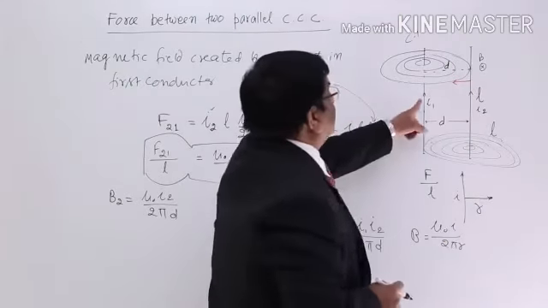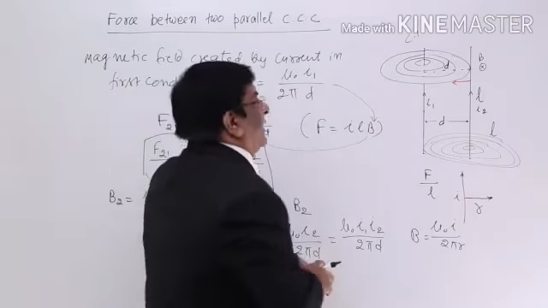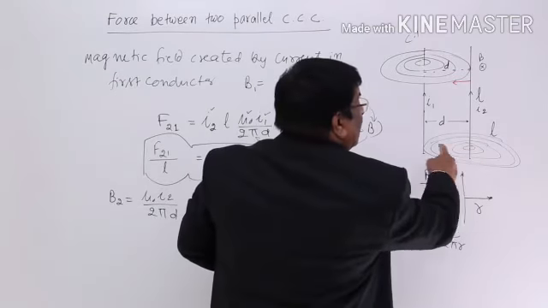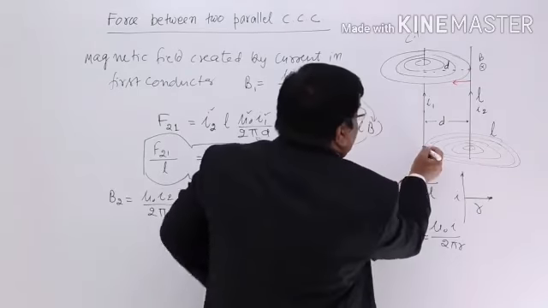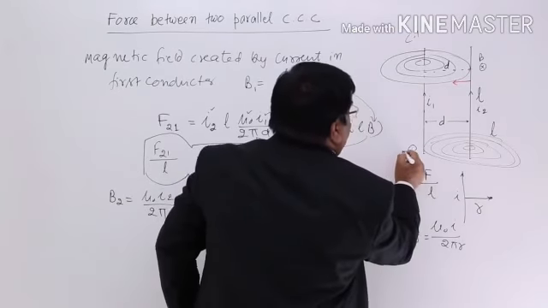Now, what is the force on this? Here, what is the magnetic field made by this? The current is going up, and the magnetic field is coming out. Here the magnetic field is coming out.